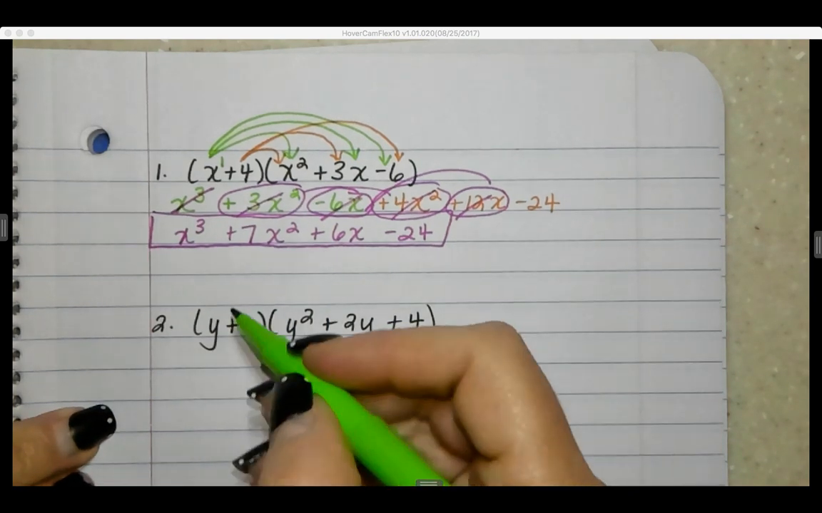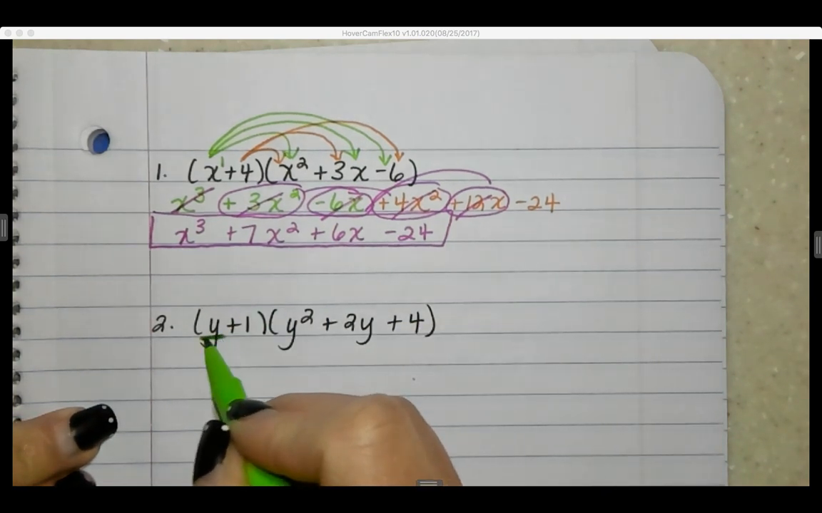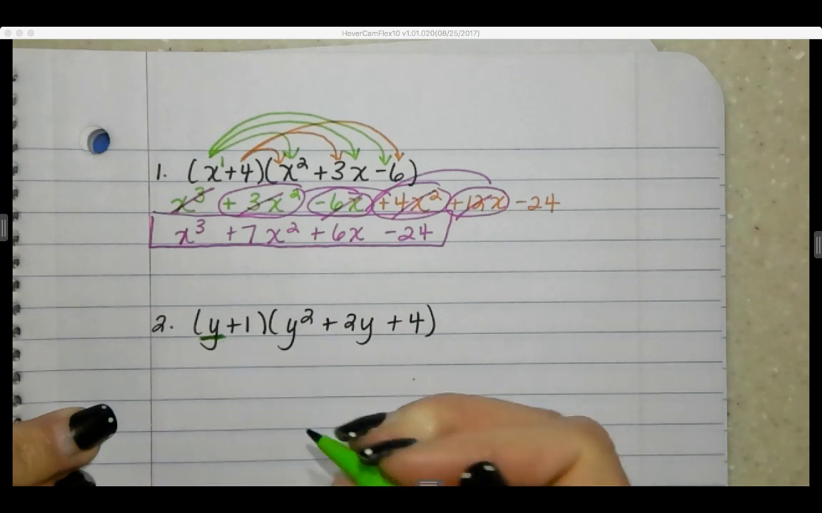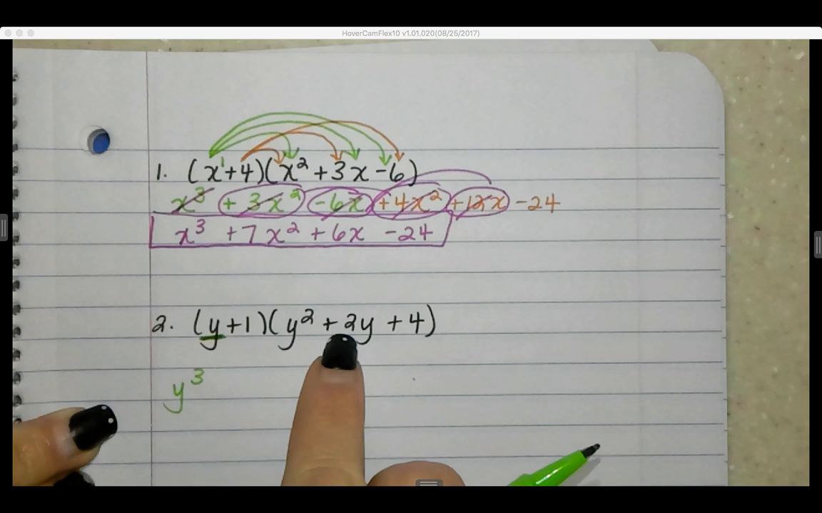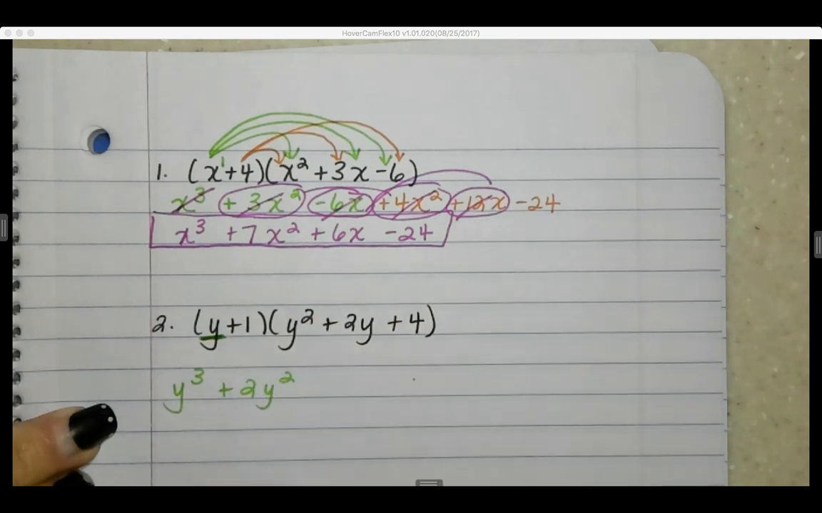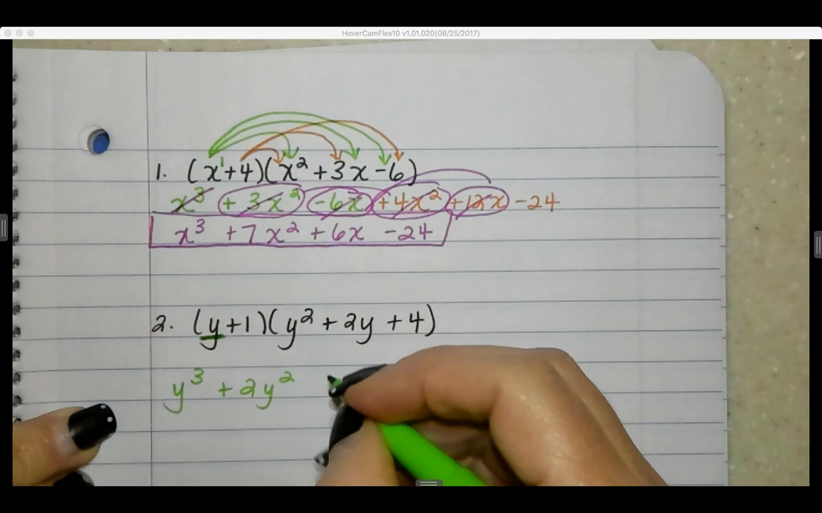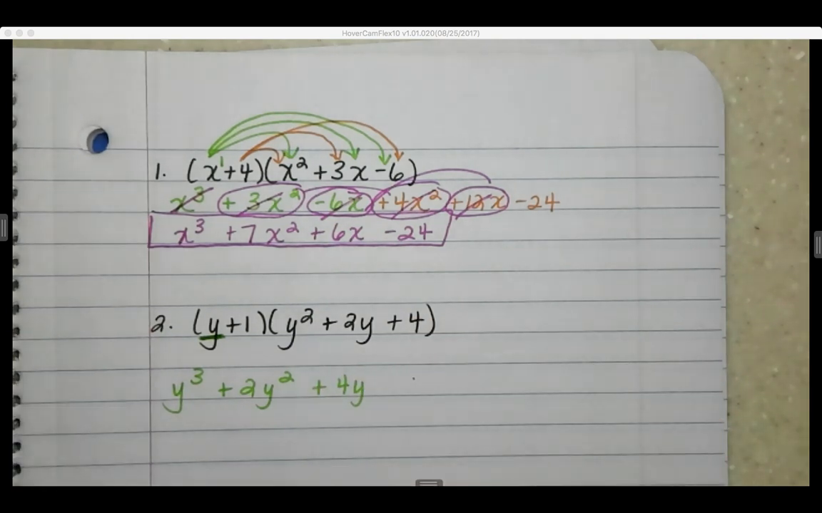Here we go. I'm going to do in green. This guy's going to be my green answers. Y times y squared. That's y to the third. Y times plus 2y. It's plus 2y squared. And y times positive 4 is plus 4y. So those are my answers from the first set of multiplication.